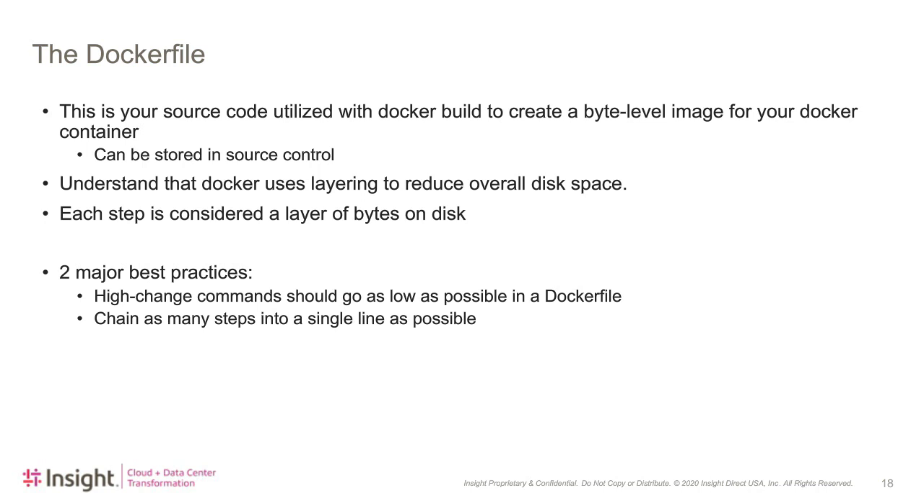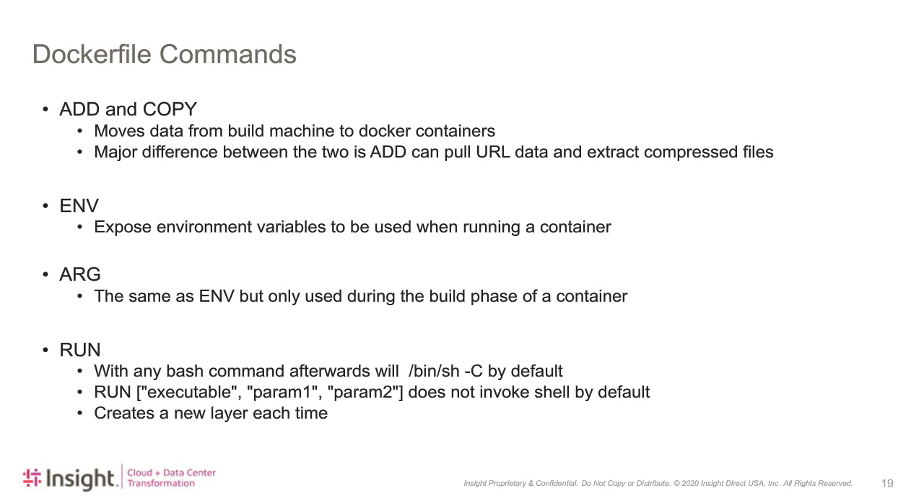So just some commands you'll see inside of the Dockerfile, ADD and COPY. These both function the same way, where they move data from a build machine into a Docker container. Really the major difference between the two is ADD can pull from URLs as well. And then environment, ENV, exposes environment variables to the container.